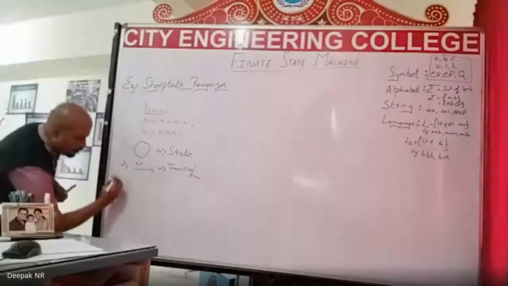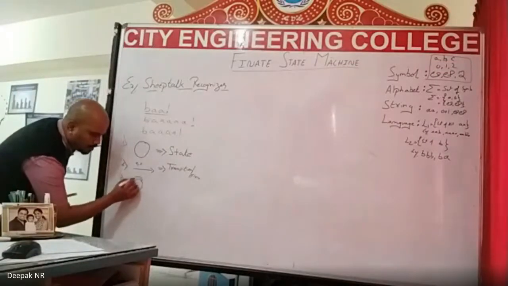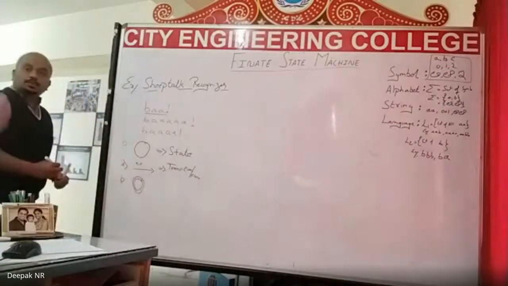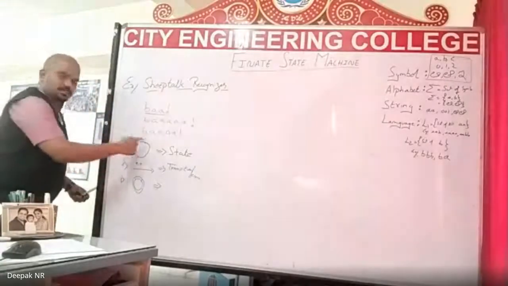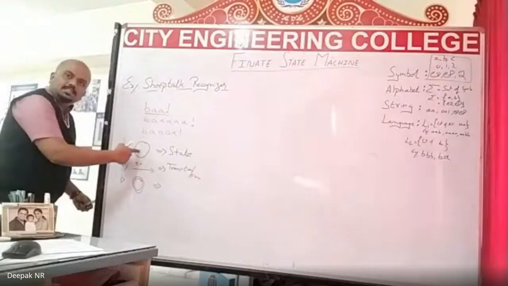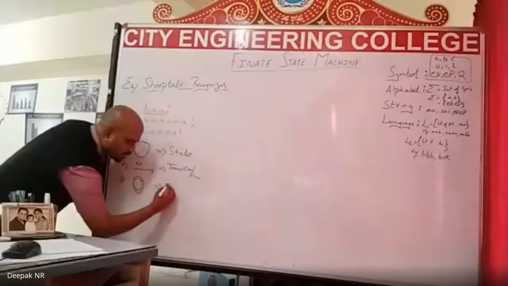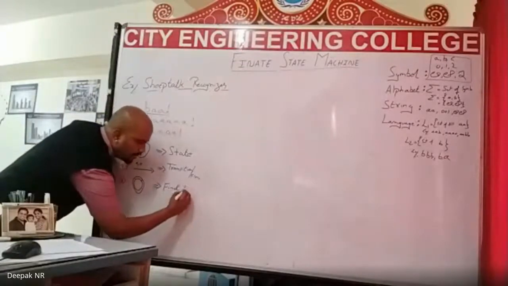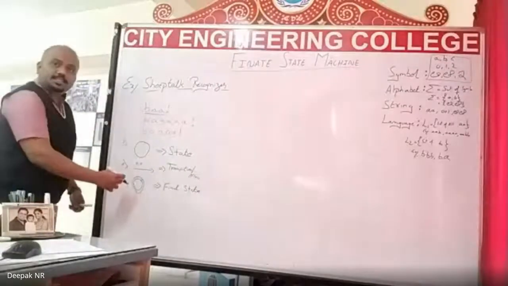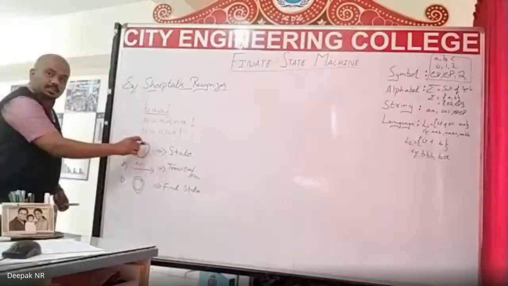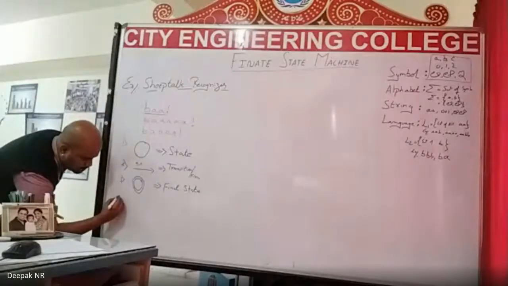The third one is a double circle. What do you mean by a double circle? When I represent a single circle, it says a state. When I represent a double circle, it says a final state. Single circle, only state. Double circle, final state.